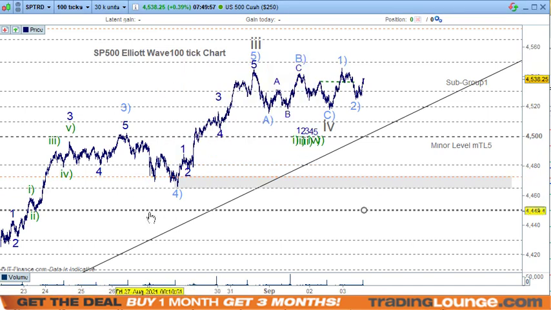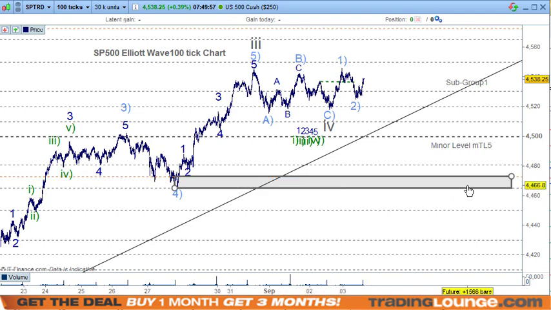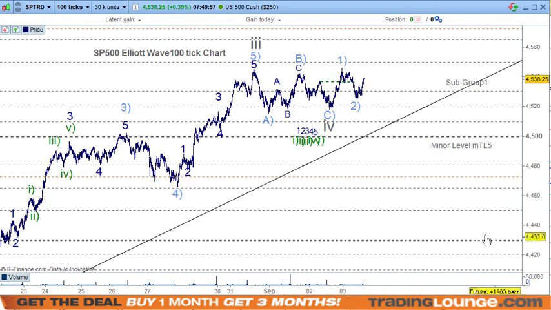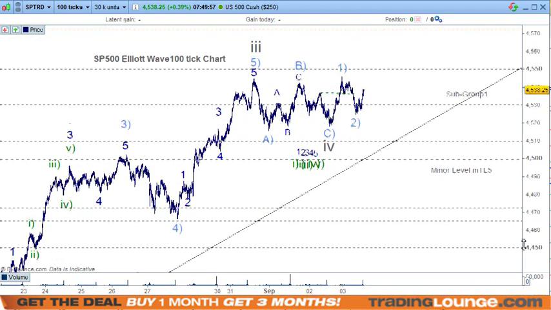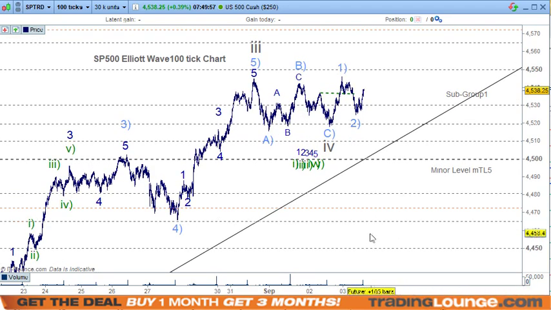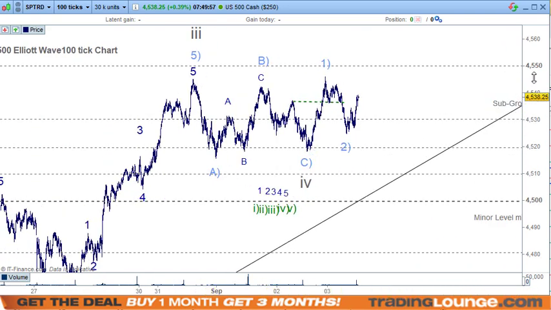I'm just going to try and do a better job in labeling things, because I just expect people to know, but that's not really good enough. So we went from wave 3 to wave 4. We've been counting for 1 and 2 and 3 and 4 and up for 5. We're looking for an ABC pattern through here.